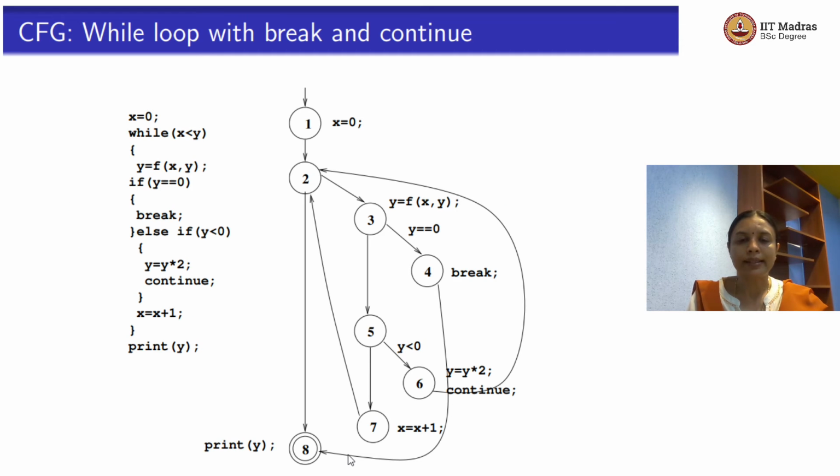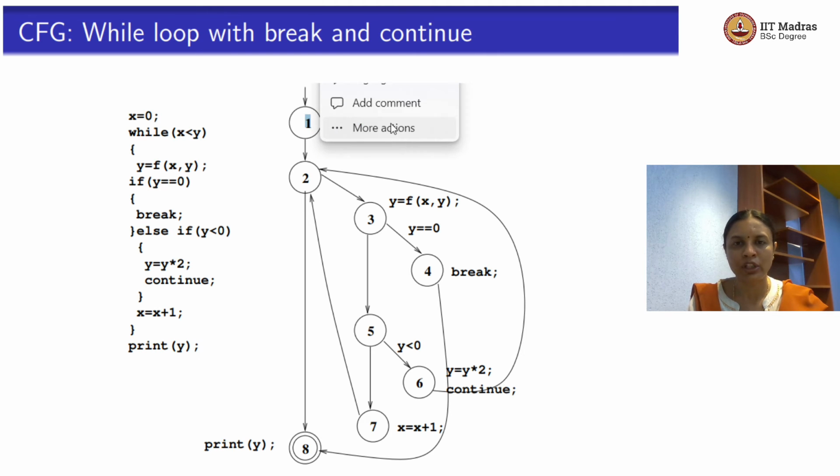So here is a bigger example. Here is a while loop with a break and a continue. I hope you can read this comfortably. Let's read through the code and directly see the mapping to the control flow graph. x is equal to 0, first statement. Here is the first node, node 1, x equal to 0, the initial node for this fragment. Then node 2 begins the while loop. The body of the while loop has an if inside. So node 2 begins the while loop, assuming that the condition x less than y is true.